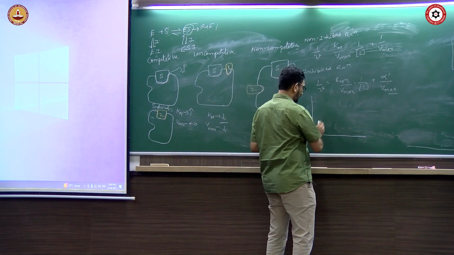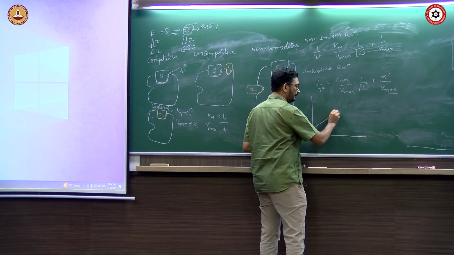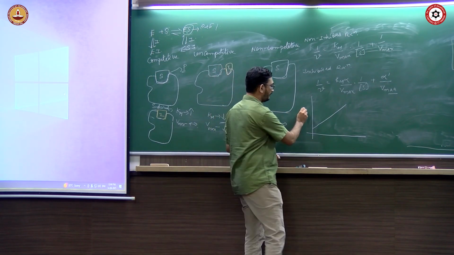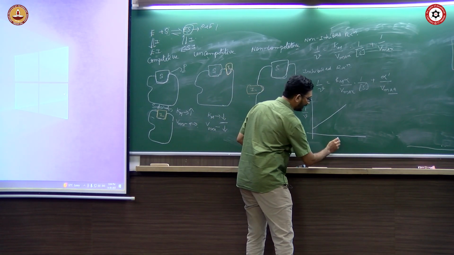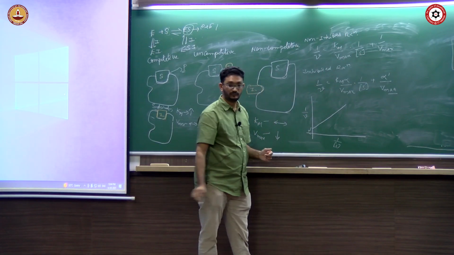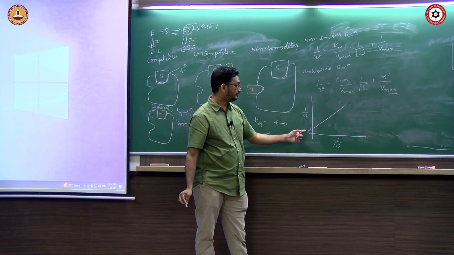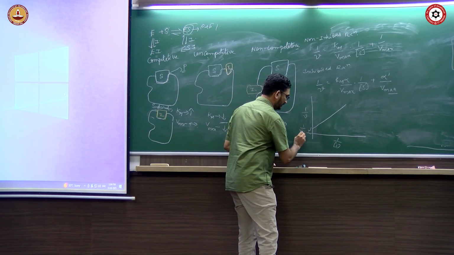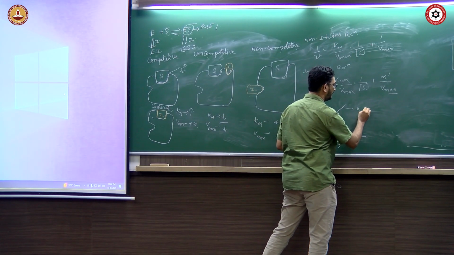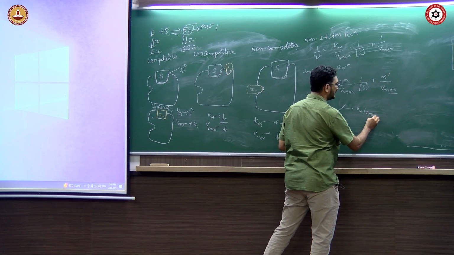So suppose this is my Michaelis-Menten curve. This is my Lineweaver-Burke plot. 1 by v, 1 by S. What is this value? 1 by Vmax. What is the slope? Km by Vmax, right? This is basically the Lineweaver-Burke plot.